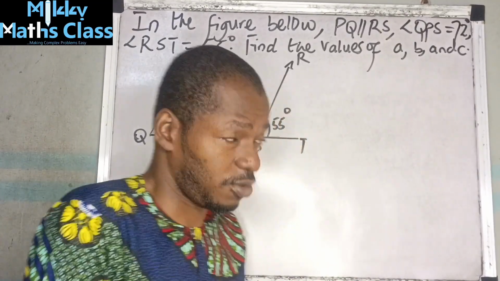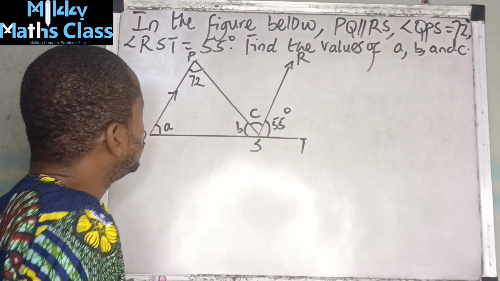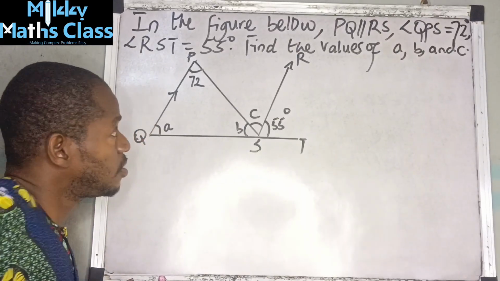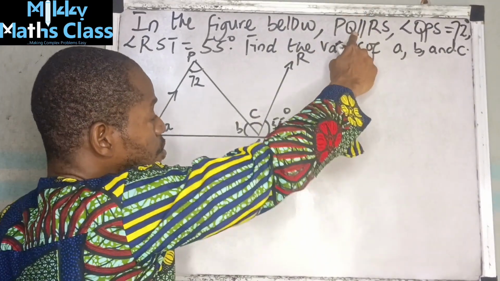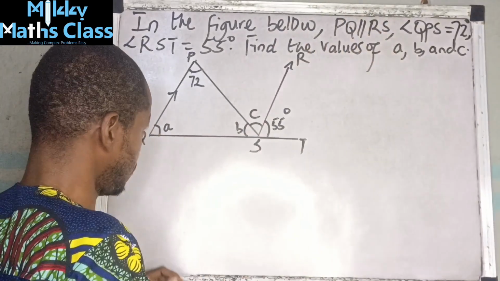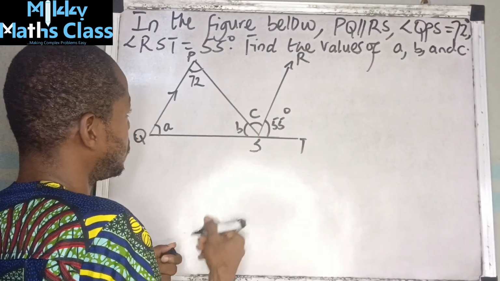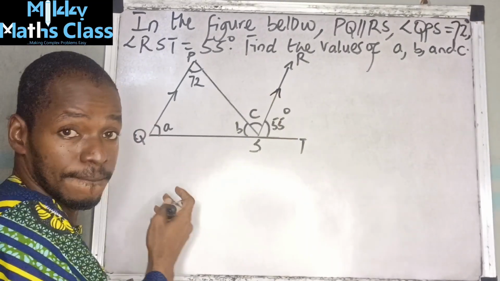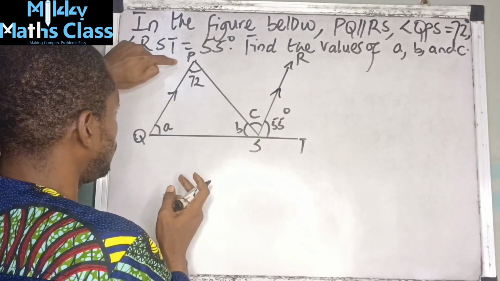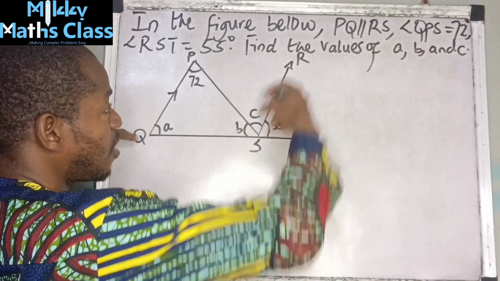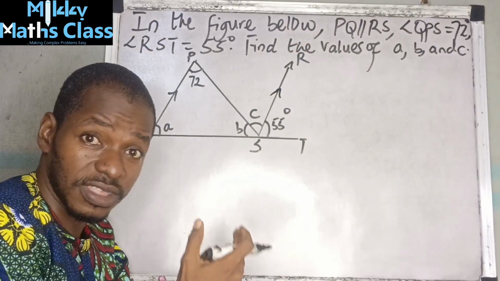Come along, what do we have today? Very interesting question. Since in the figure below, PQ is parallel to RS. Now they are parallel lines that can never meet. This is PQ, is parallel to this. That means if I continue to draw them, the two of them can never meet.